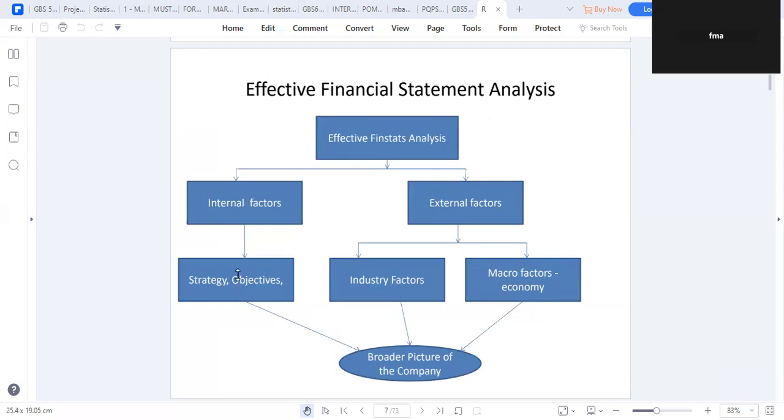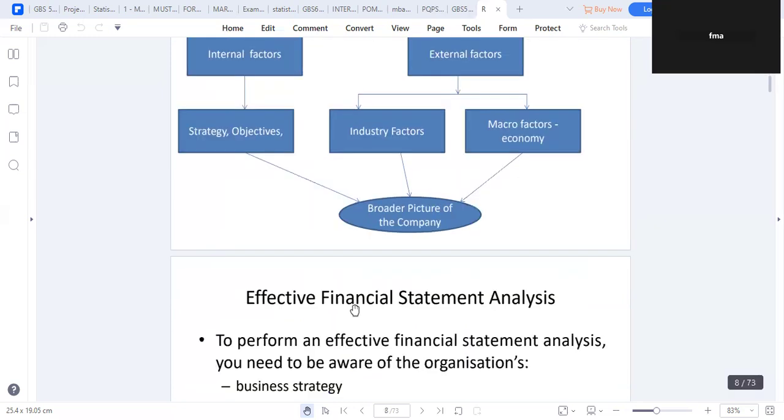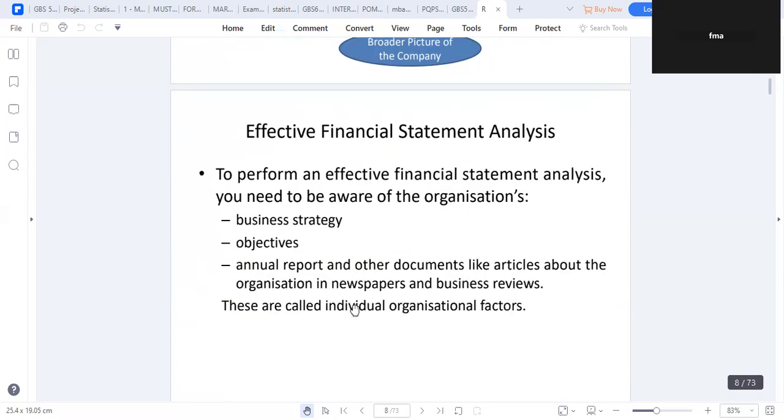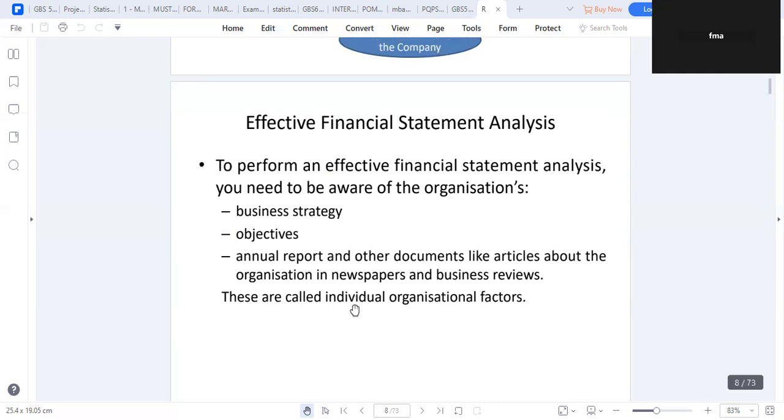The internal factors are there to ensure that the objectives and strategic plan of the company are met, whereas external factors are those that look at the macroeconomic factors and industry factors that affect the operations of the business. Generally, these will give a broader picture of the performance of the business. So we must perform effective financial statement analysis to ensure that you are aware of the business strategy and objectives, and you provide an annual report and other documents about this business in terms of performance.